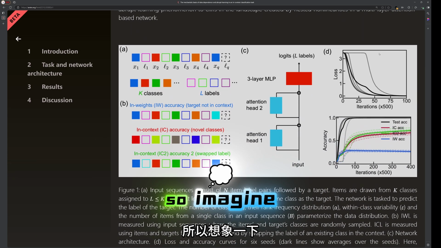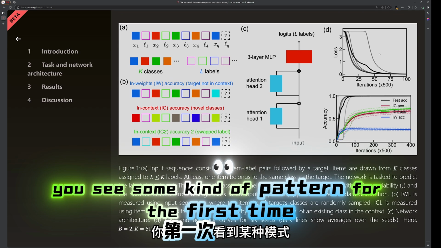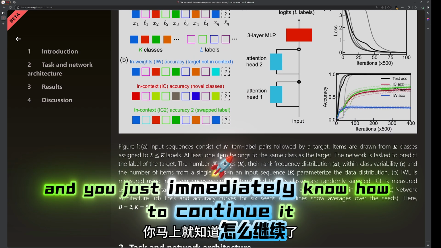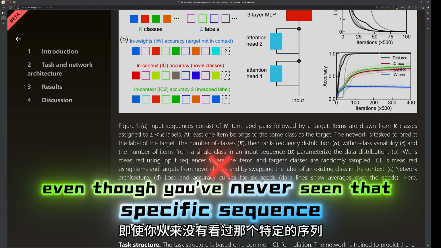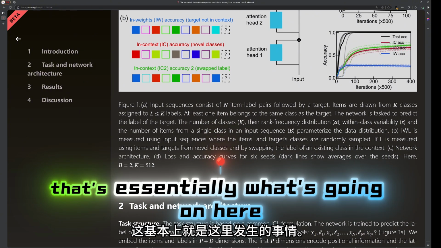So imagine you see some kind of pattern for the first time, and you just immediately know how to continue it, even though you've never seen that specific sequence before. That's essentially what's going on here.